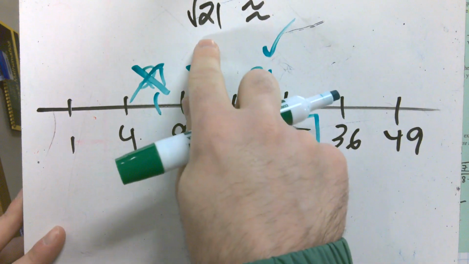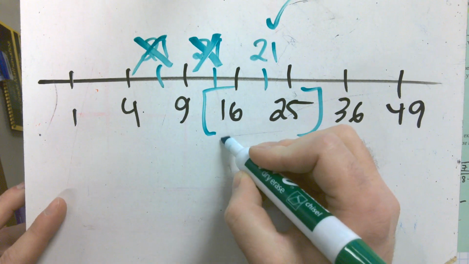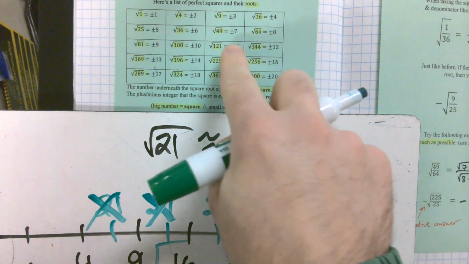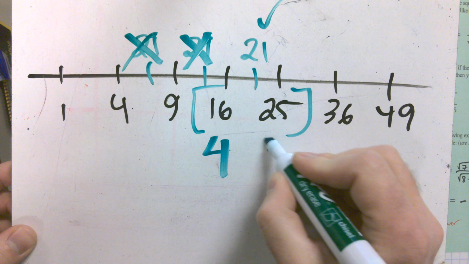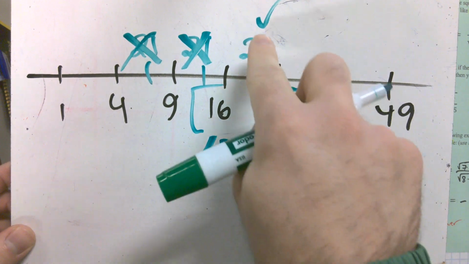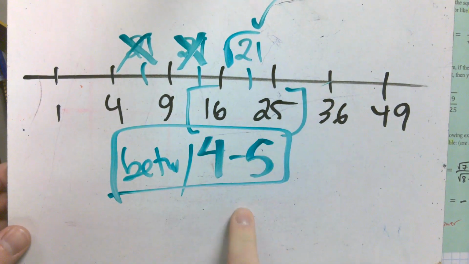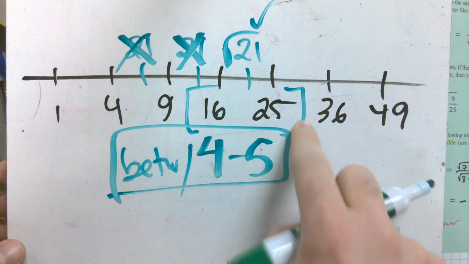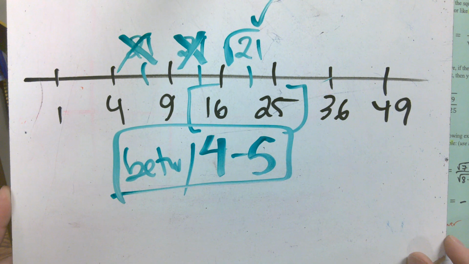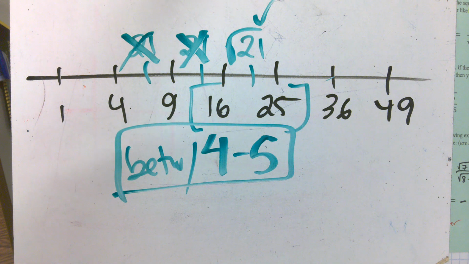But we want to find the square root. So what's the square root of 16? 4. Again, we're just looking at the chart. Square root of 16 is 4. What's the square root of 25? 5. Therefore, the square root of 21 has to be between 4 and 5. Because 21 itself is in between 16 and 25. Does that help a little bit? Yeah. Okay. We'll probably have more questions, but we'll cross that bridge when we get to it.